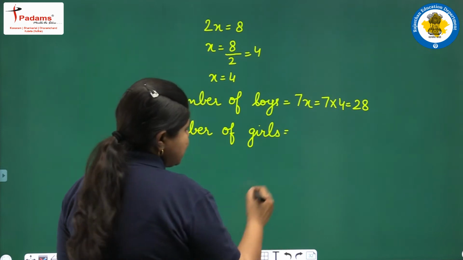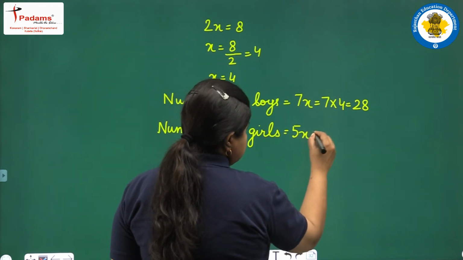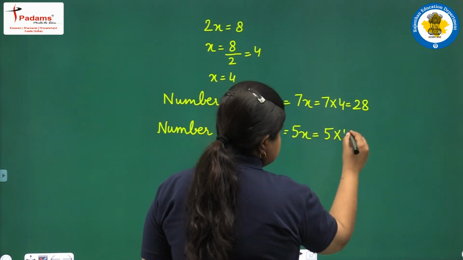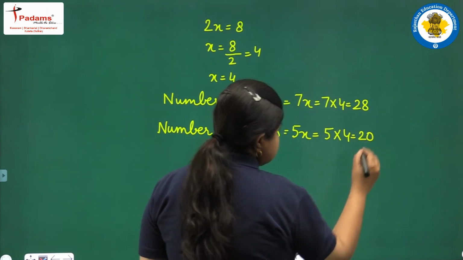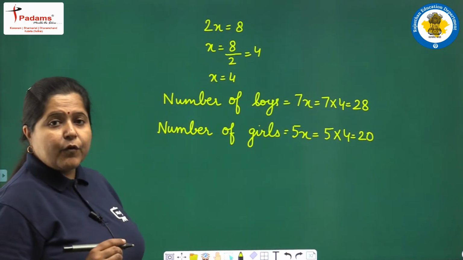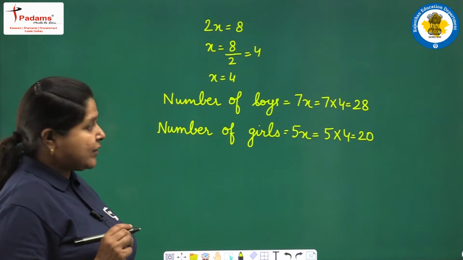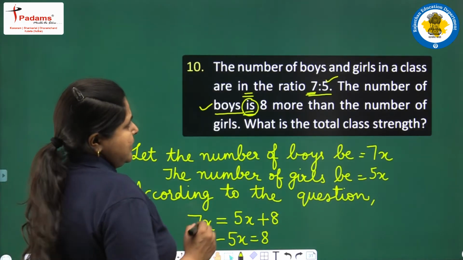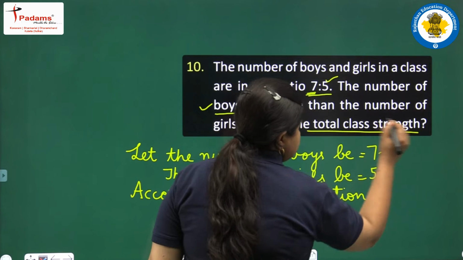It was given to be 5x, and 5 into 4 is equal to 20 girls. But what has been asked? Let us have a look at the question. What is the total class strength?